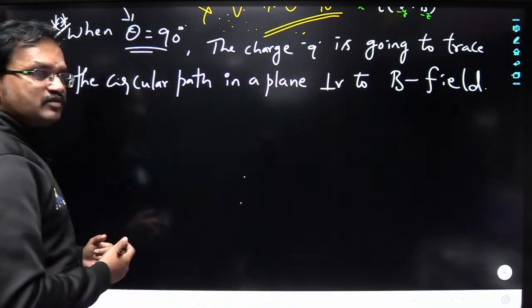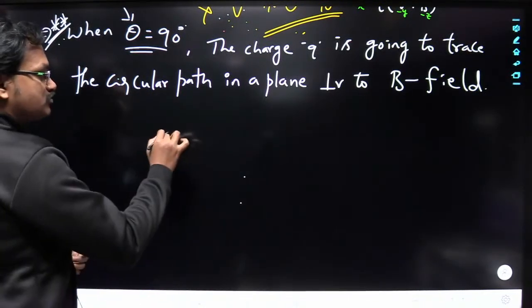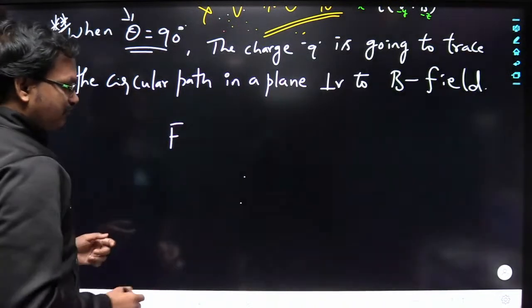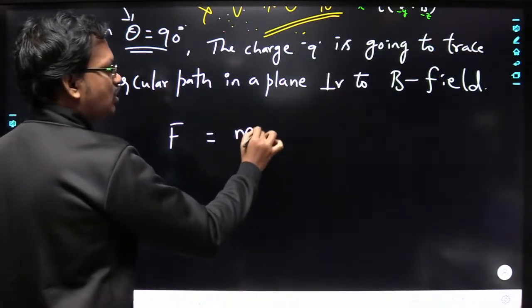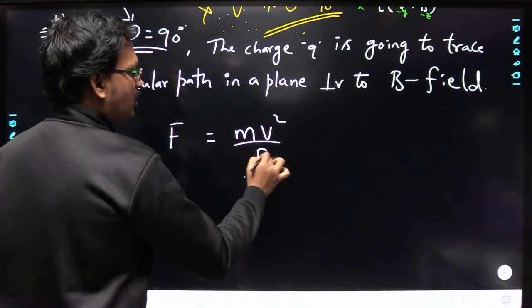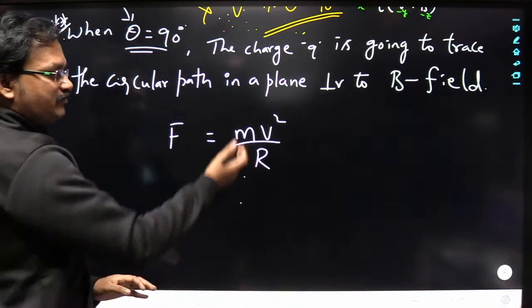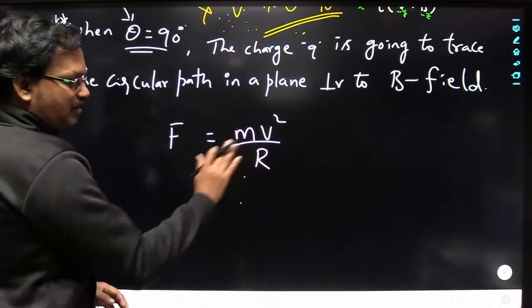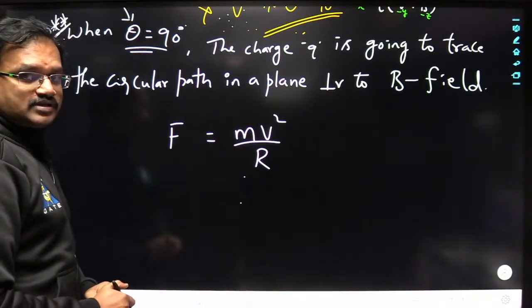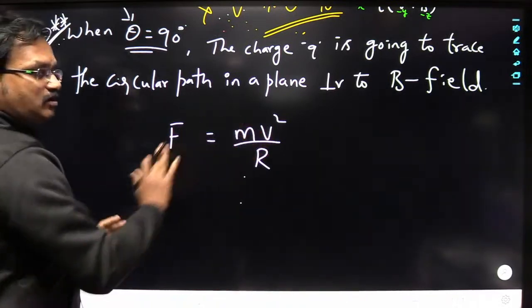So what is the formula for centripetal force here? Centripetal force is nothing but, see here, the force F is equal to mv square by r, where m is the mass of the charge, v is the velocity, and r is the radius of the circle. Yes or no? So this is centripetal force.